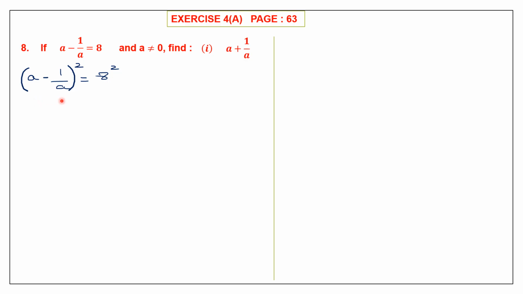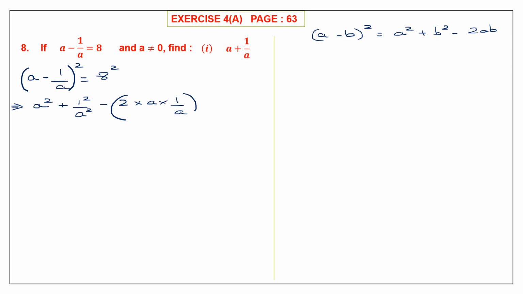Now a minus 1 by a the whole square. We're going to apply the identity a minus b the whole square. Let's expand this. So this is a square plus b square minus 2ab. So we're going to apply that here. So that will be a square plus b square, b square is 1 by a the whole square, and that is 1 square by a square, minus 2ab, 2 into a into b, which is 1 by a. So this is 2ab, and on the right hand side we have 8 square, which is 64.